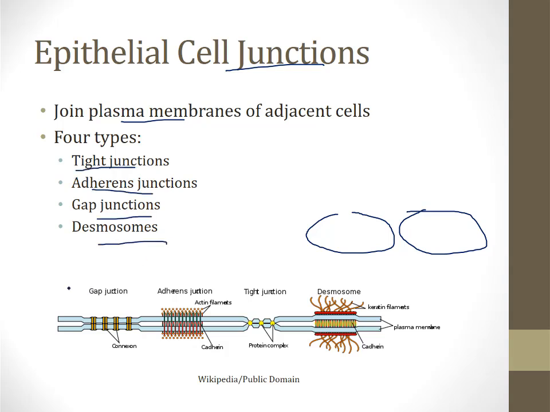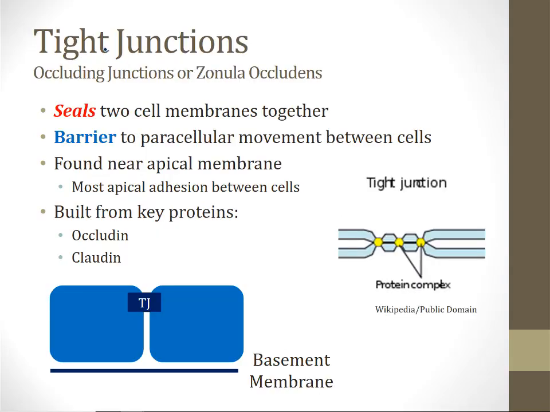There's a drawing of them on the screen here, and we'll go through each of these one at a time in the next few slides. First, let's talk about the tight junctions. These are sometimes called occluding junctions. They are also sometimes said to make up what is known as the zonula occludens.